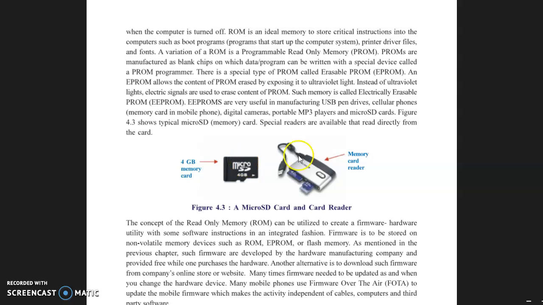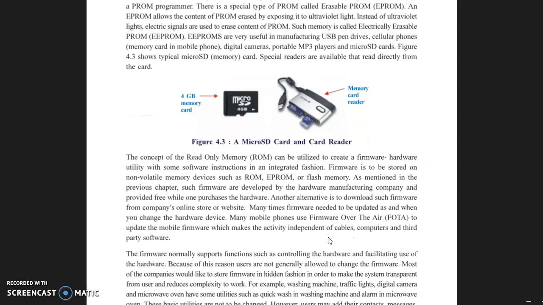There is some information: a memory card reader, a micro SD card, and a card reader. The concept of read-only memory can be utilized to create firmware. Now this is a new word for you. What is meant by firmware?